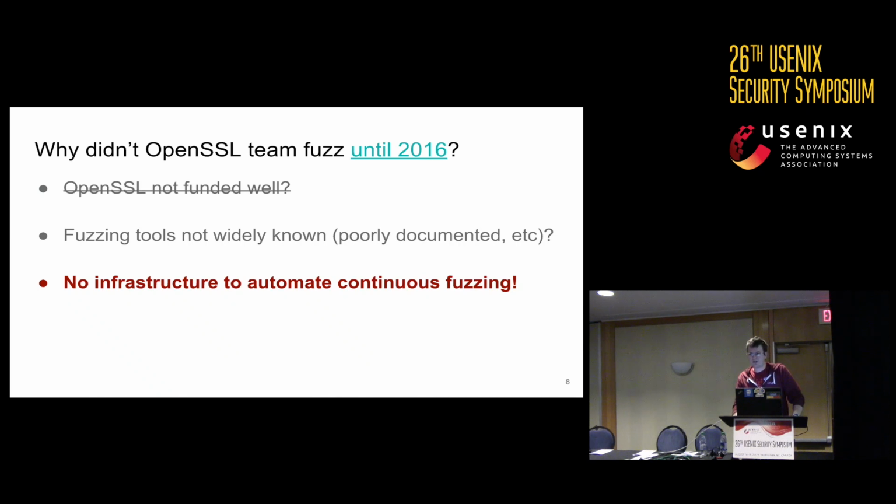Another interesting question, maybe even more interesting: why didn't the OpenSSL team fuzz until 2016? Maybe not because it was not well funded. Probably could be because the fuzzing tools, though existed, were not widely known, or maybe they were poorly documented or something else. But my main answer is because there was no infrastructure to run fuzzing continuously and in an automated fashion.